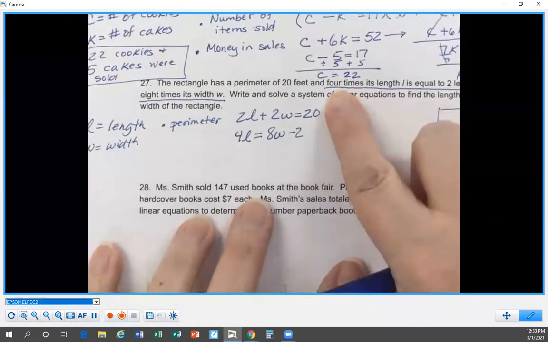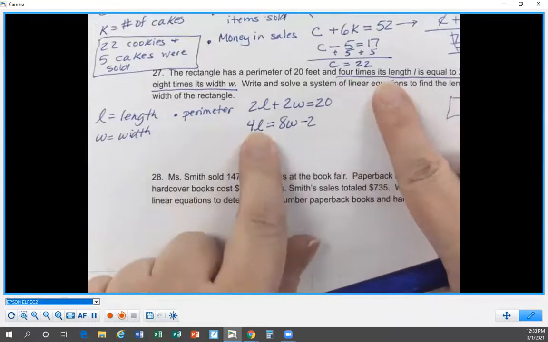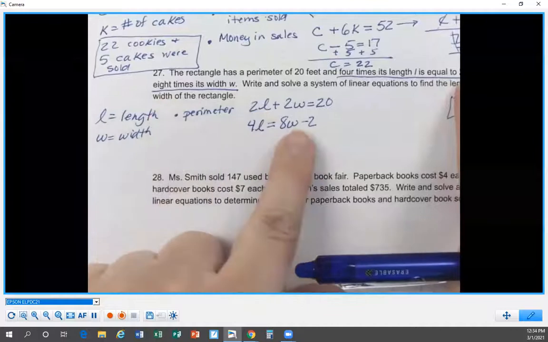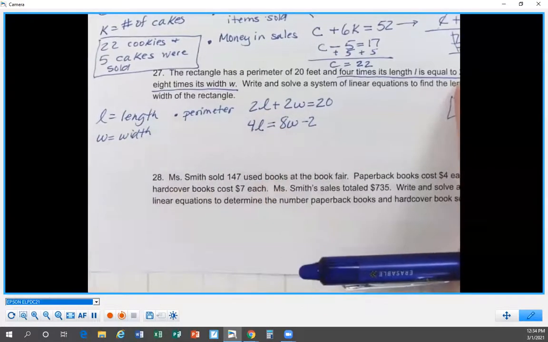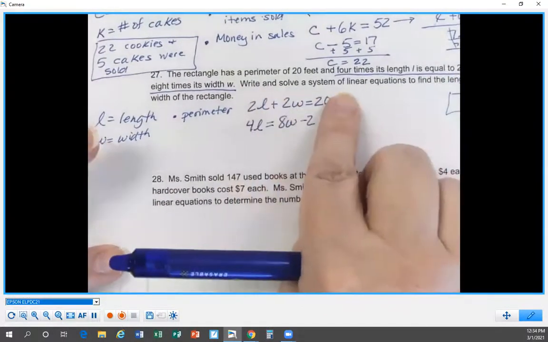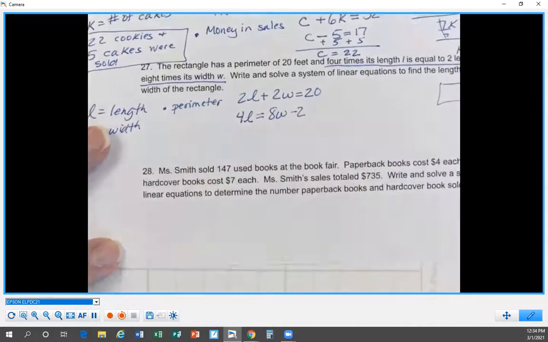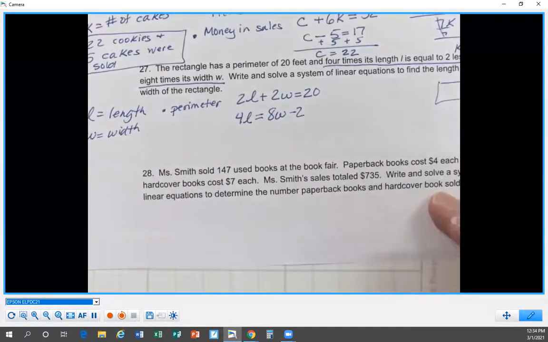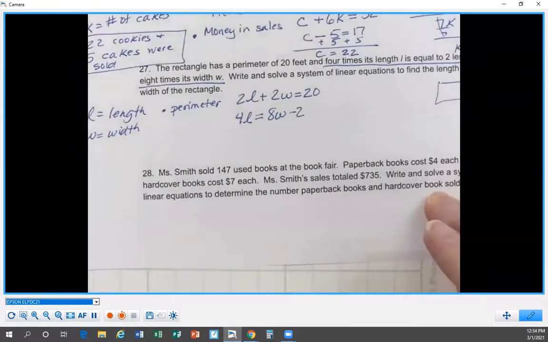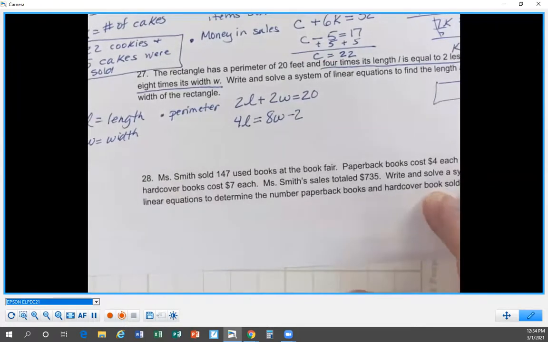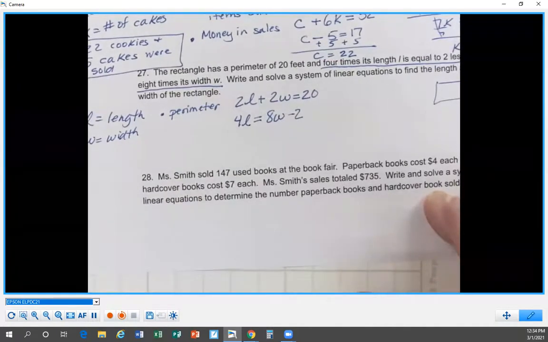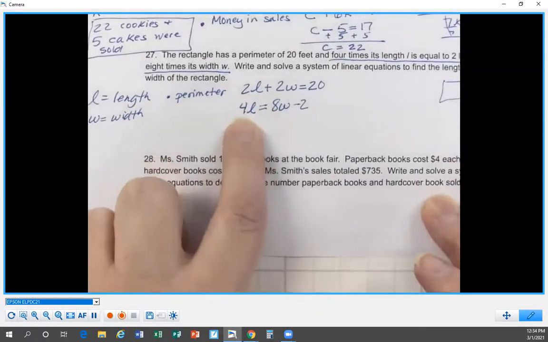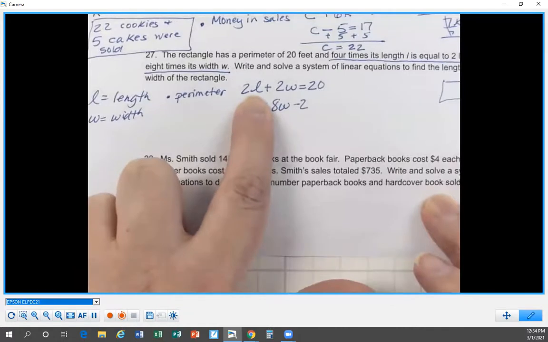I'm going to read that again, okay? 4 times the length, 4L, equals 2 less than 8W. 8W minus 2. Okay, write and solve a system to find the length and the width of the rectangle. Okay, so we have our two equations. Now we can either solve with substitution or we can solve with elimination. I'm going to use a different strategy here. I have 2L right here, I want to substitute in here.